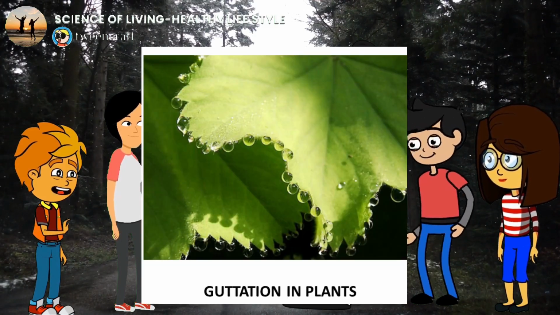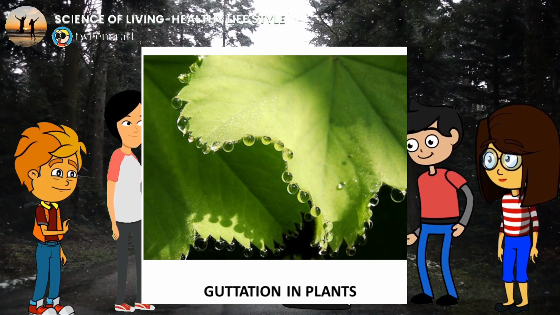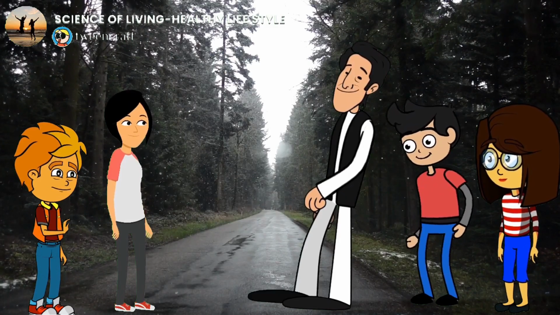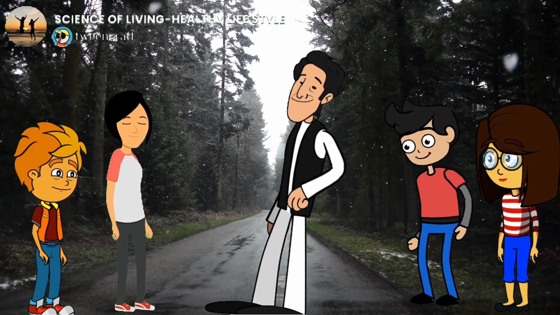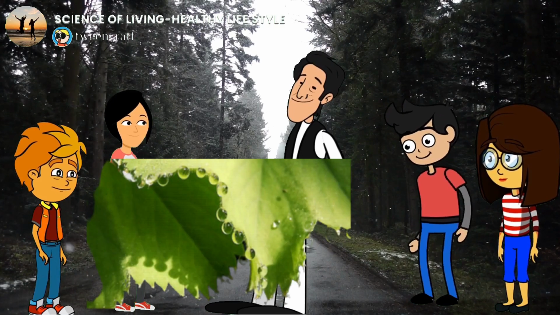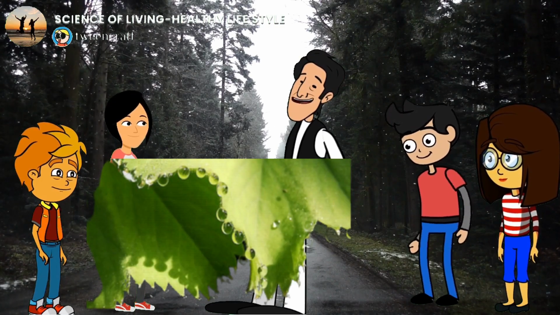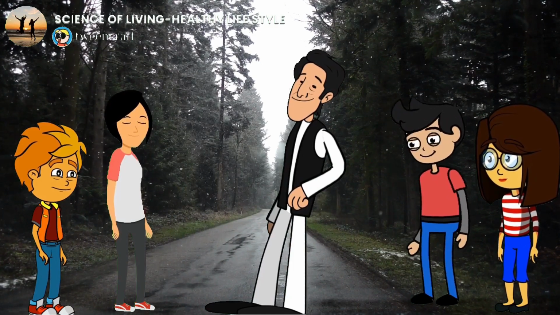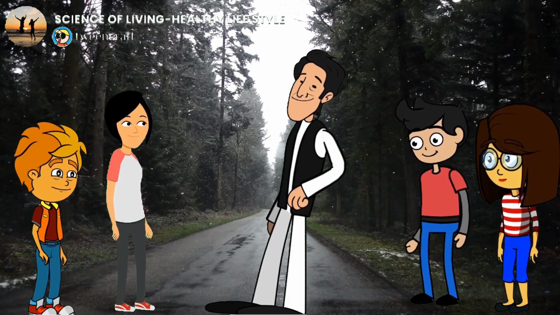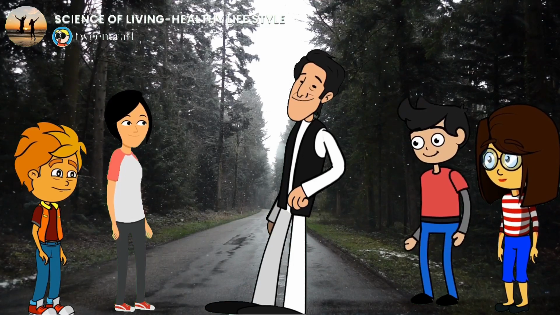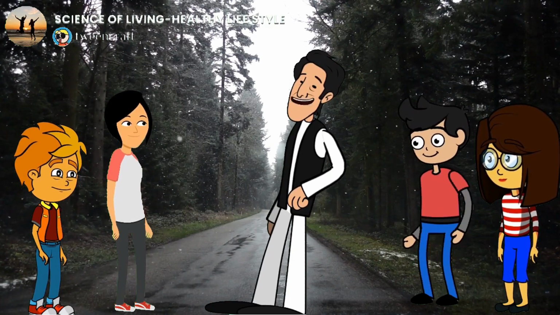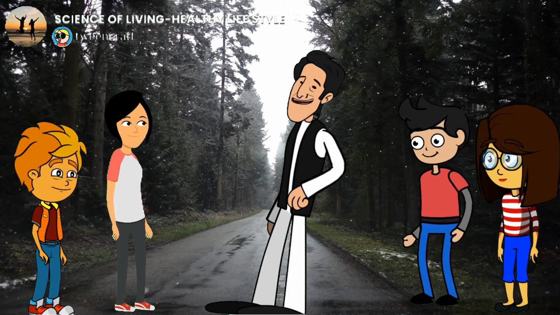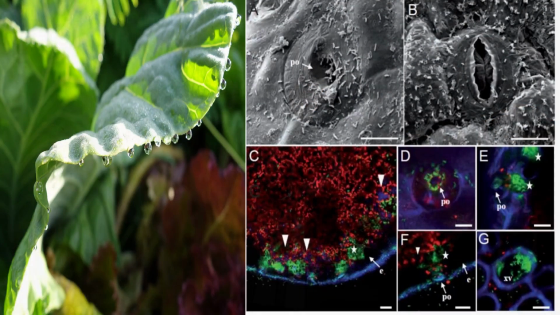I've noticed some plants have tiny droplets on their leaves. Is that related to excretion? You're observant. Those droplets are called guttation drops, and they do have a connection to excretion. Guttation occurs when the root pressure forces excess water and dissolved minerals out through special structures called hydathodes. These droplets might contain some waste products as well.